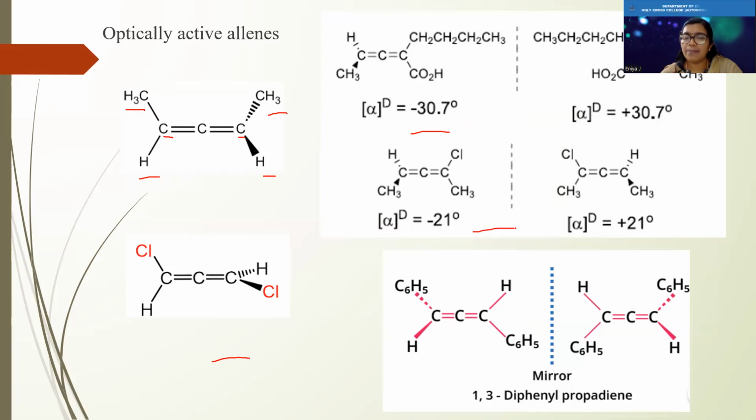And this is another example of an optically active allene. And this one is another example. Here, this is the object and this is the mirror image. They are not superimposable and it shows an object and mirror image relationship. They are enantiomers and this allene is also optically active.